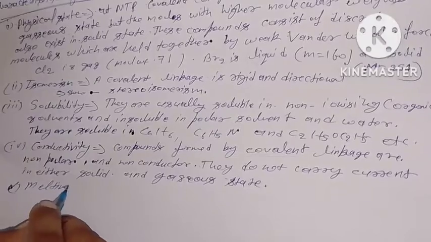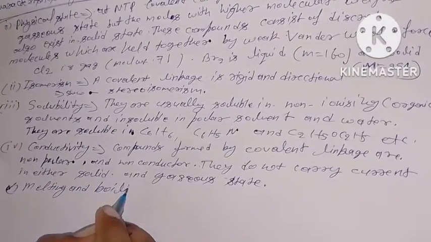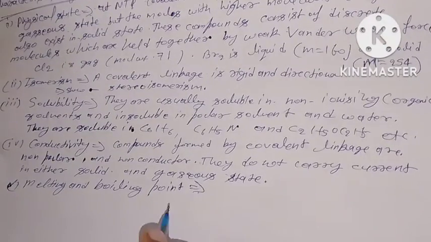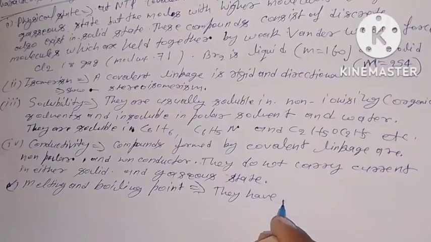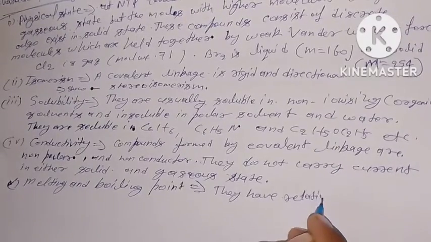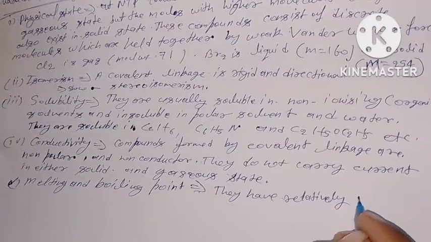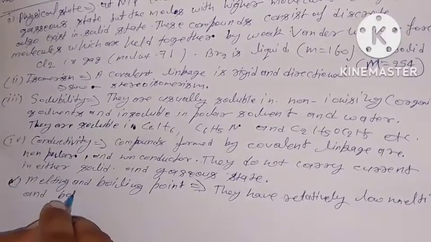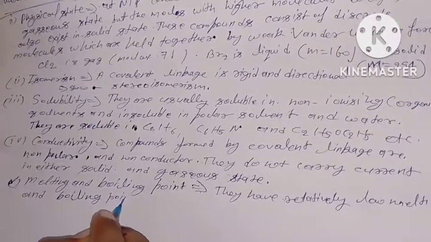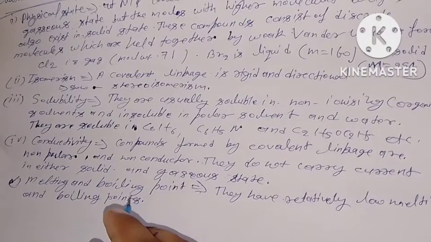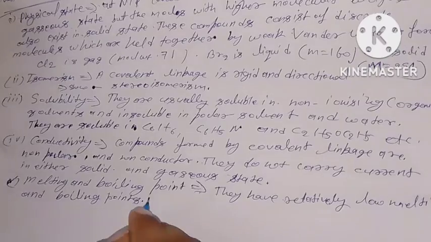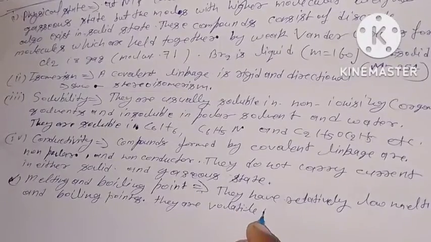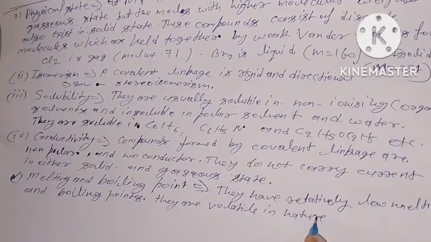Fifth is melting and boiling point. They have relatively low melting and boiling points, because they are volatile in nature.